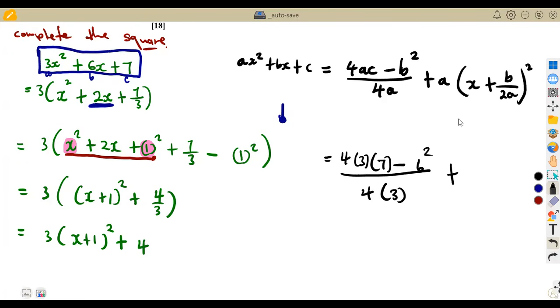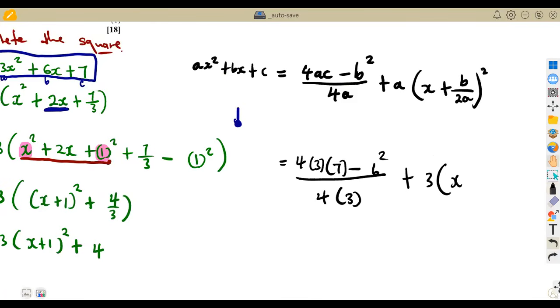Plus a. Remember, our a is 3, so this is 3 into the bracket of x plus b over 2a. Remember, our b is 6, so it's going to be 6 over 2a, and our a there is 3 from our expression. So you're going to have this squared. So this is what we are going to have.